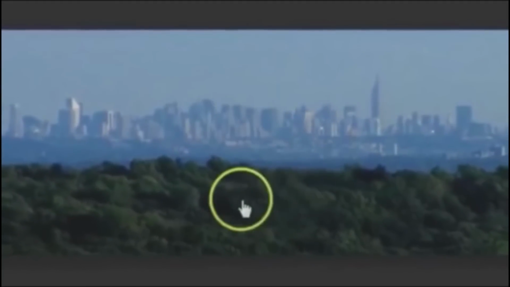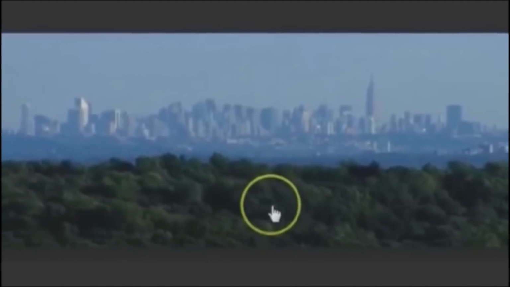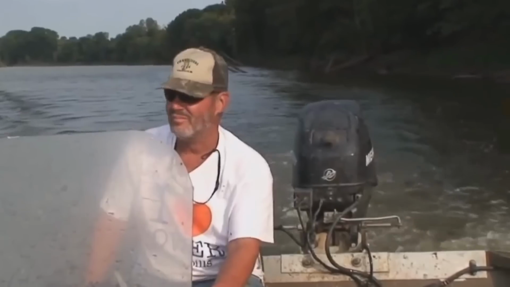New York City skyline, midtown Manhattan. From Bear Mountain, New Jersey, 60 miles upstate, where is the curvature? Where?